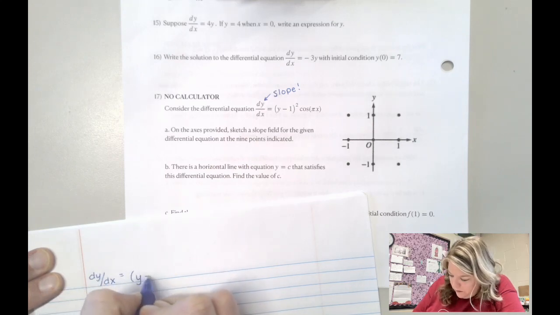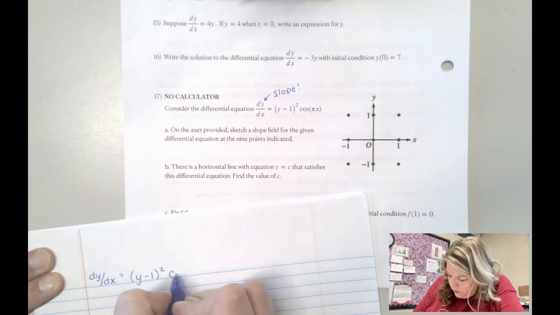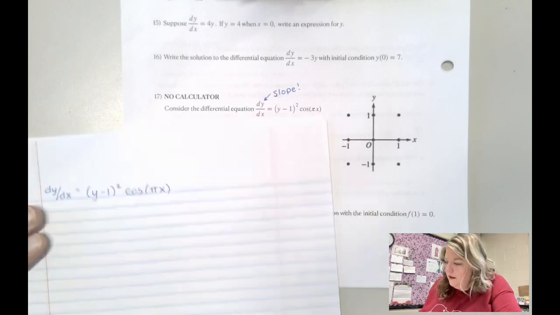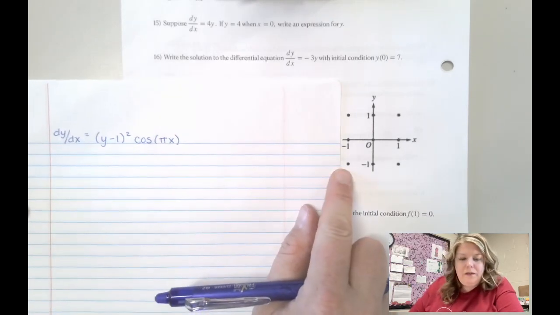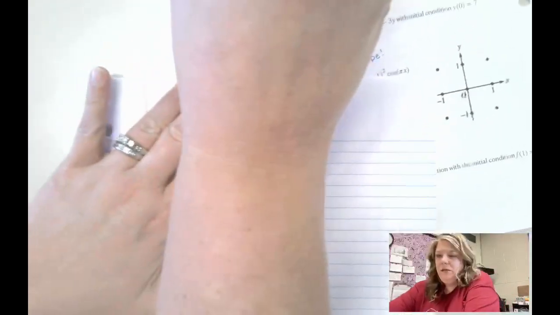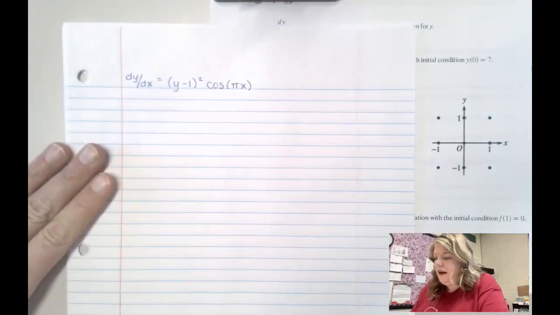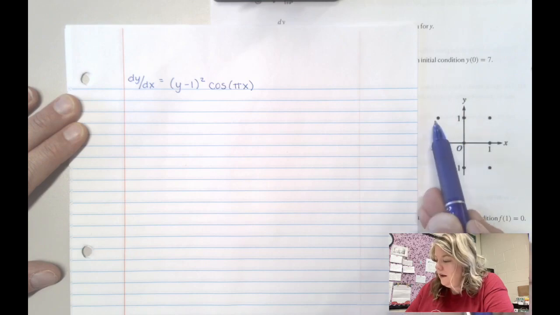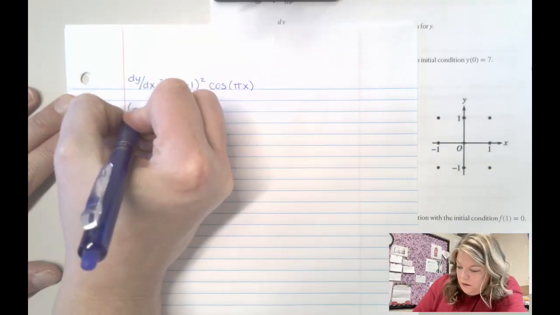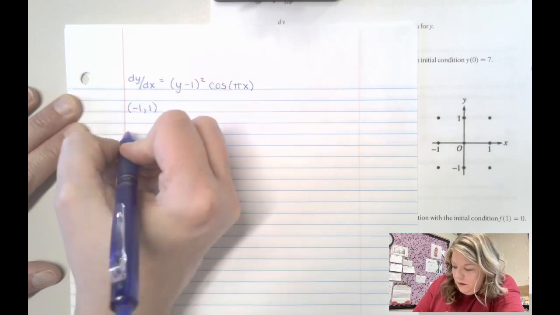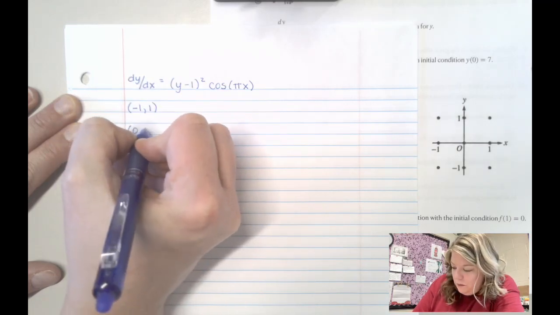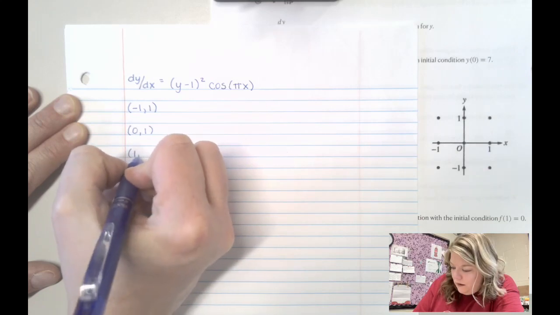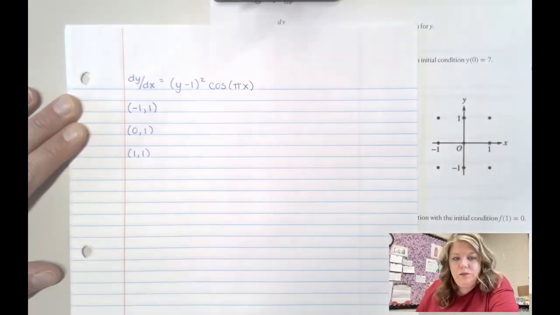Y minus 1 squared, and then cosine of pi x. Okay. And I have 9 coordinates that I'm trying to include here. Slide that over some. I have 9 coordinates, and so what I'm going to do is list out what those 9 coordinates are. And I'm just going to start here at this top corner. So that's -1, 1, and then I have 0, 1, and then I have 1, 1. That's just going across the top row, right?